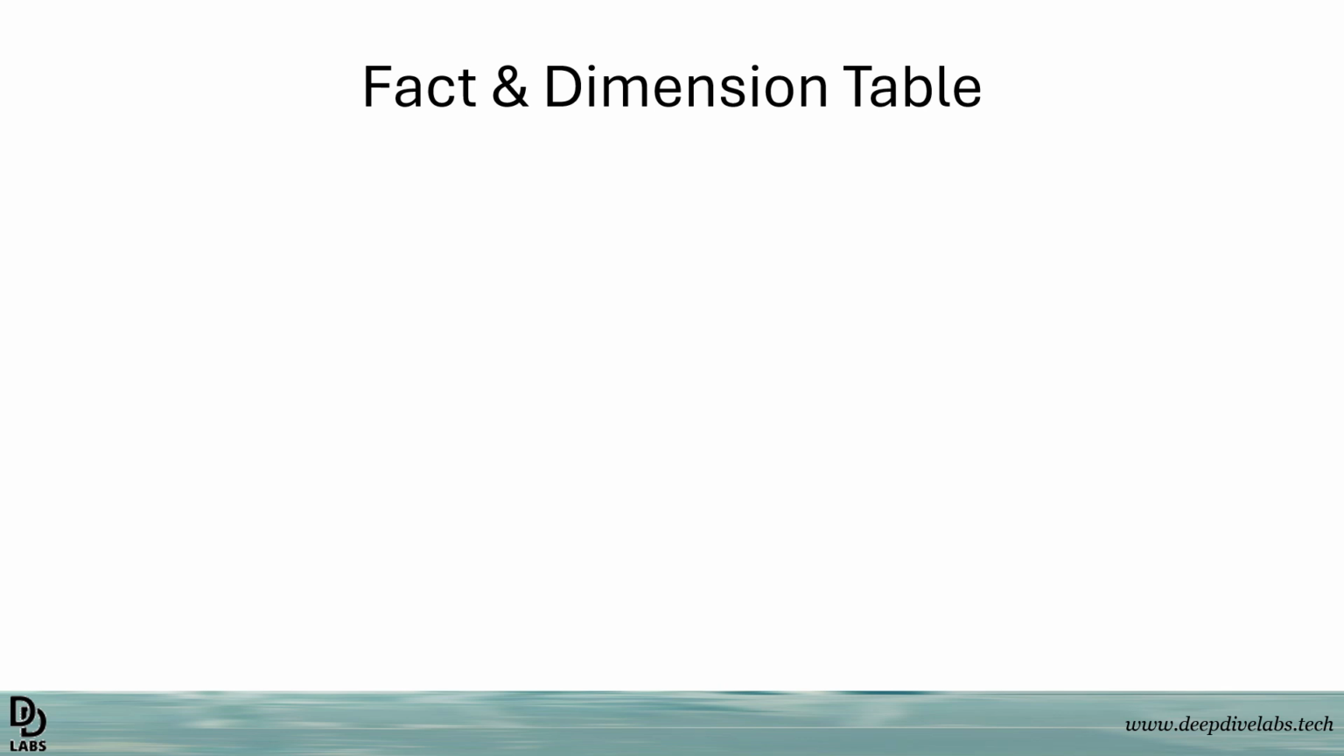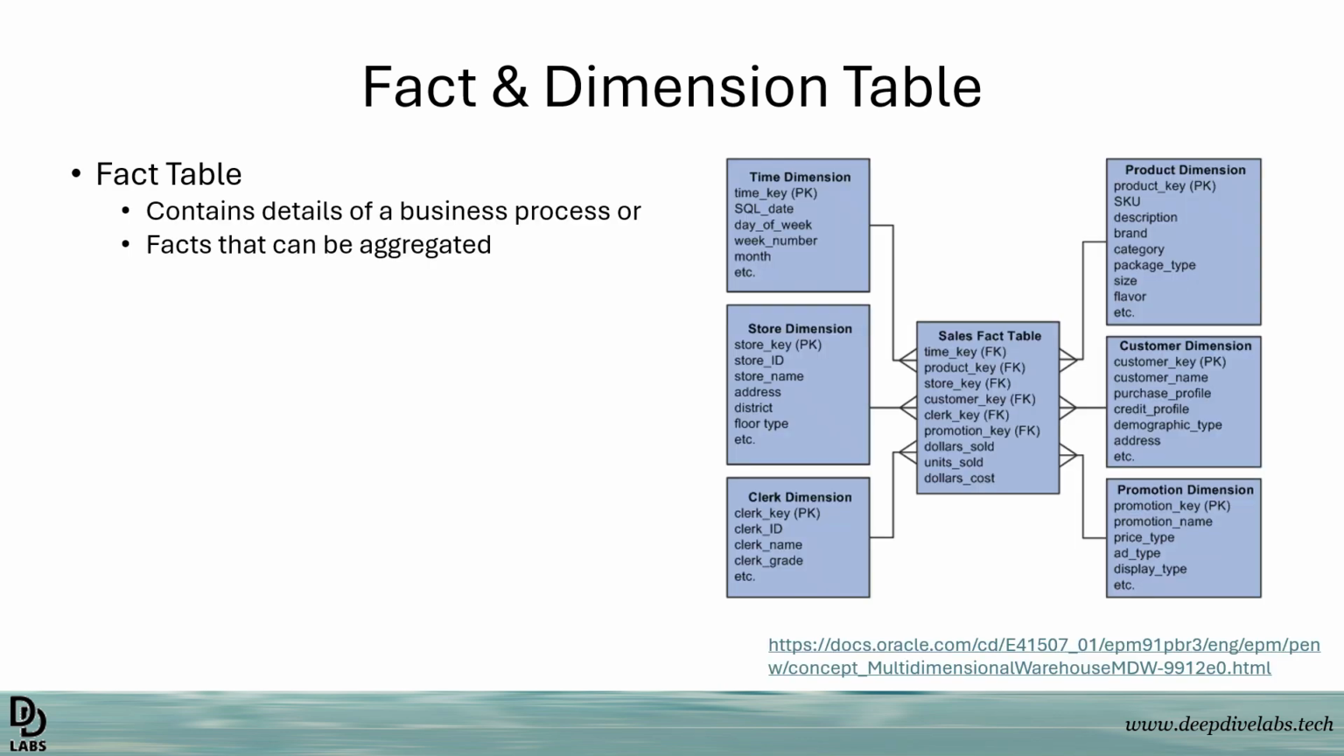Having understood facts and dimensions, a fact table is typically a table that contains details of the fact. A fact table usually is centered around the business process. That's very important. And facts can also be aggregated. Let's take a look at the diagram on the right side. You have a sales fact table which talks about the sale of a particular product. You have the product information, which is dimensional, your store, but you have your facts, which is the dollars sold, how many quantity units sold, and the dollar cost.